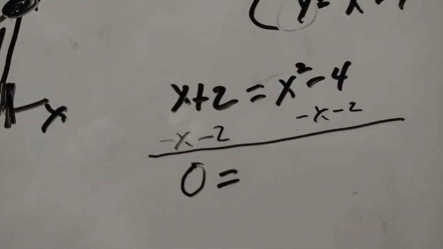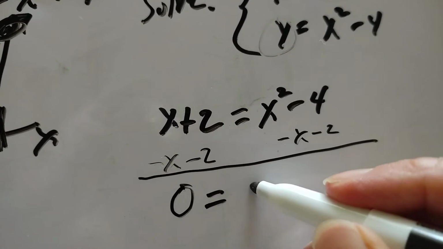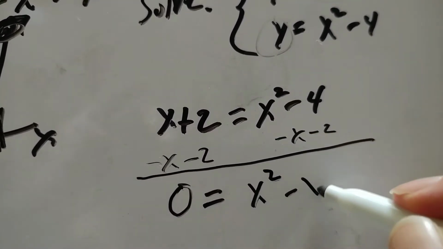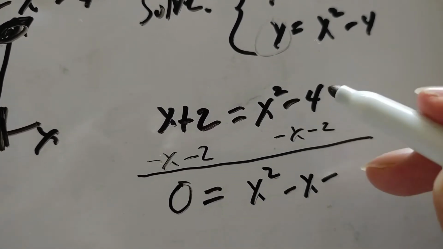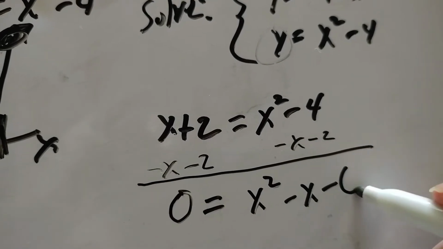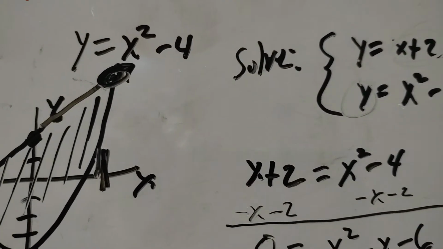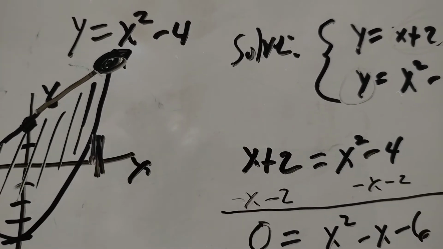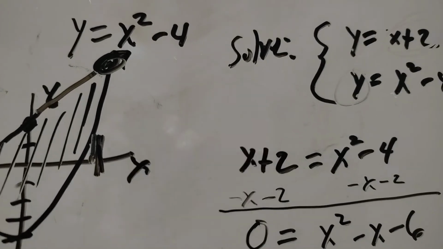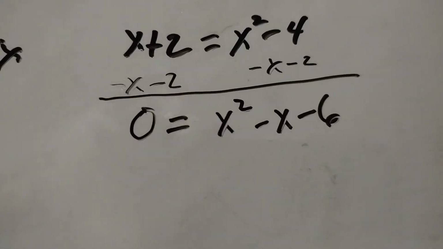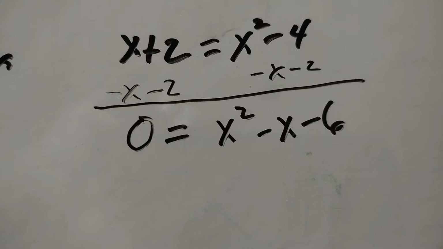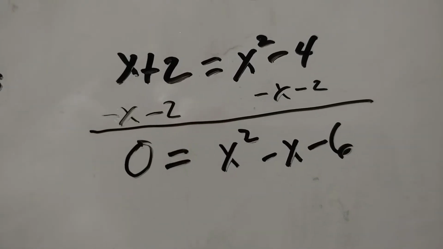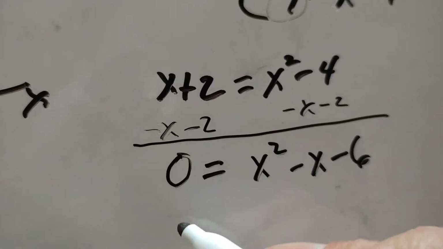So 0 equals, and then putting this in standard form, I've got x squared minus x minus, and then minus 4 and minus 2 is a minus 6. So I'm adding the two equations up. So I've got x squared minus x minus 6. Okay, so the best way to solve this quadratic equation is to factor the right-hand side. So let's do that right now.